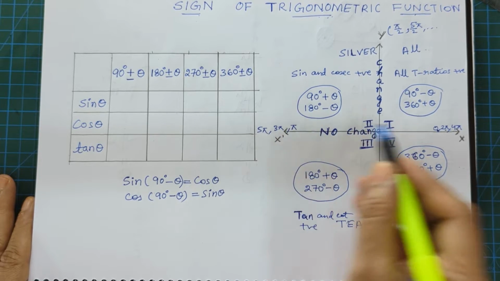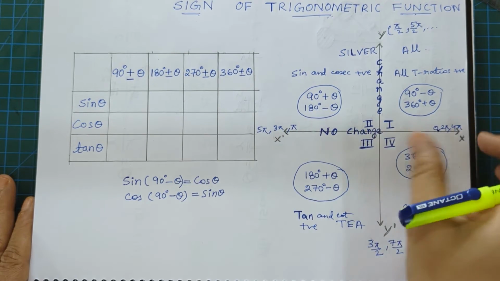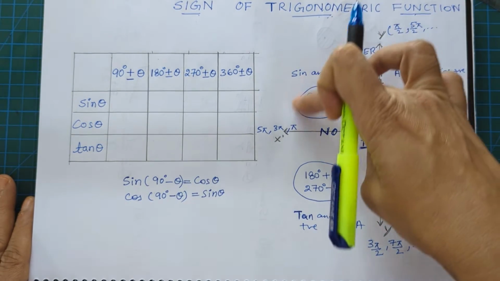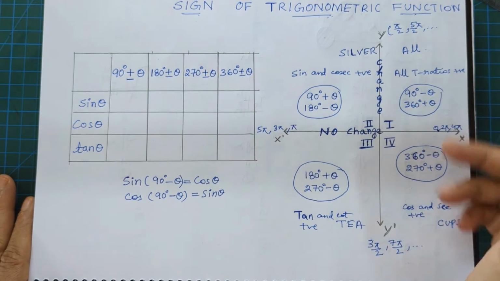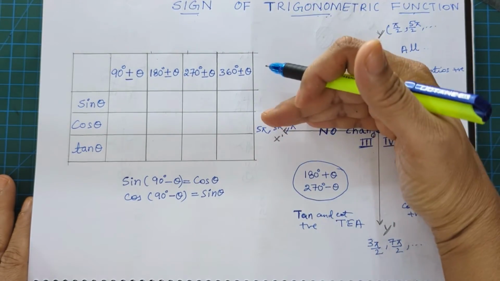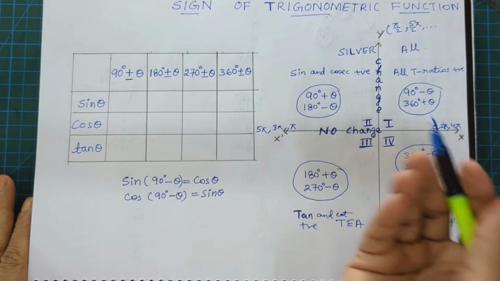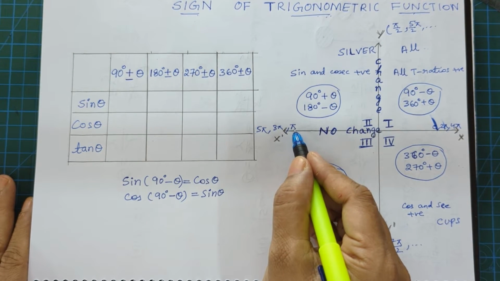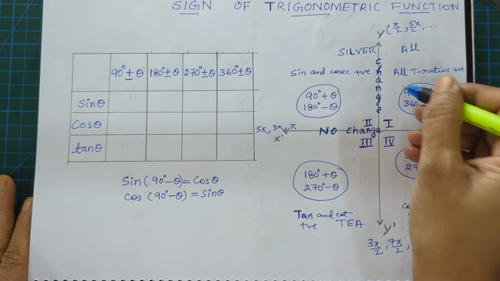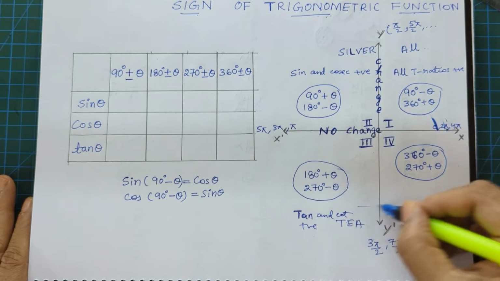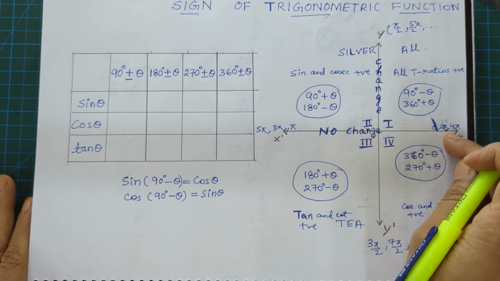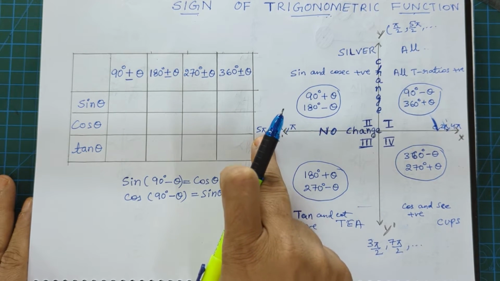Why odd multiples? Because positive x-axis is the initial line about which the terminal ray rotates to get the angle theta. So from positive x-axis, once the terminal ray turns half a round, this is a straight line. So the angle formed is pi. When we complete another pi, we come to 2 pi. Another pi, we come to 3 pi. Another pi, 4 pi, like this. So positive x-axis is for even multiples of pi. Negative x-axis is for odd multiples of pi.